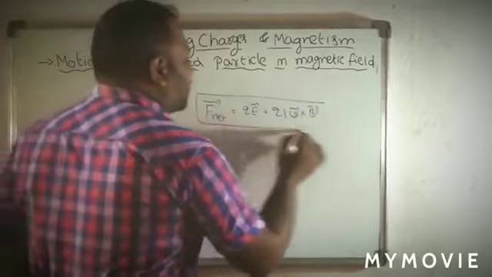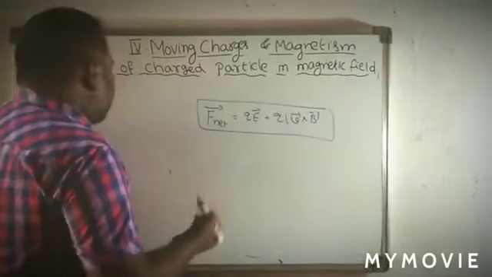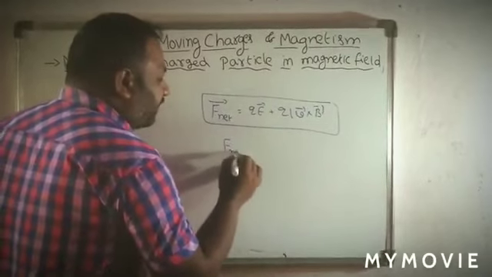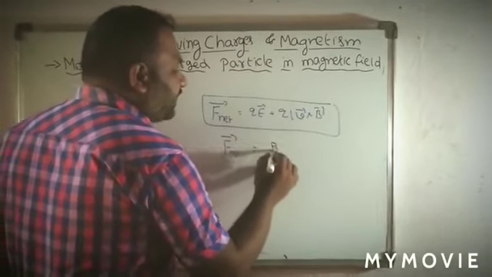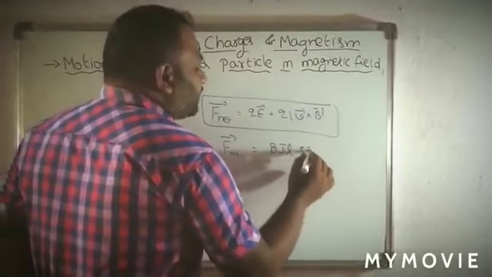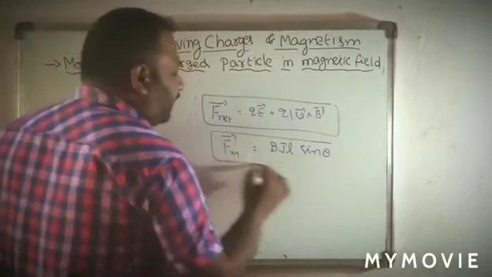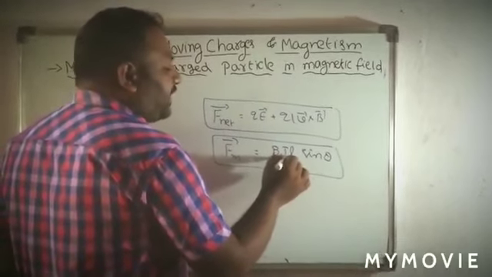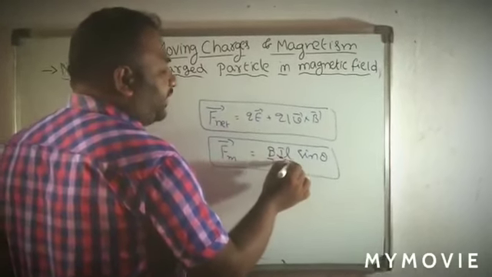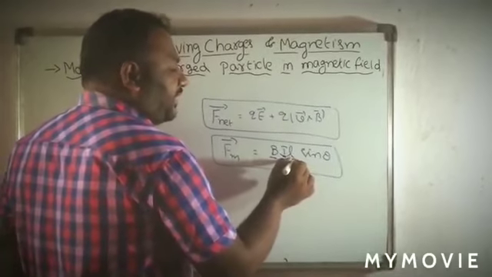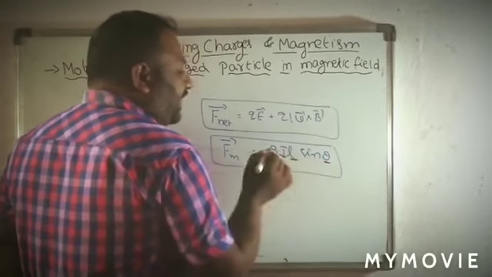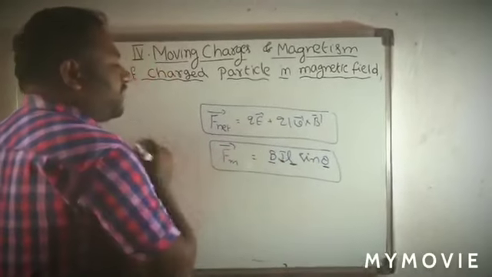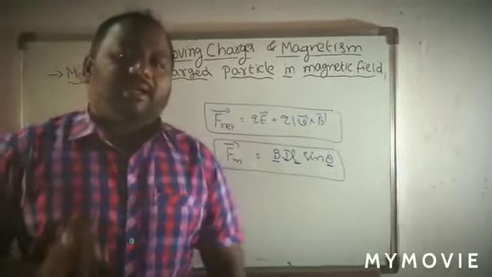This equation is known as the Lorentz force equation, and after that we found the magnetic force on a current carrying conductor, that is BIL sin theta. Here B is the external magnetic field, I is the current flowing through the conductor, L is the length of the conductor, and theta is the angle between the conductor and the magnetic field. So these are the expressions we derived in the last session.